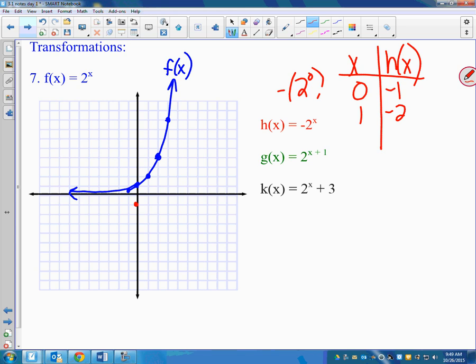So this is now going to be a -1, -2, -4, -8, -1/2. And now you still have that same horizontal asymptote at y equals 0, but notice that your range has now switched from 0 to infinity to -infinity to 0. So now we're talking about the negative y values are what we're getting. That would be h of x.